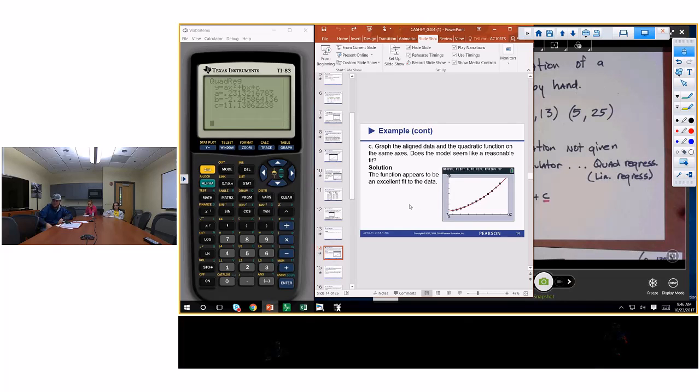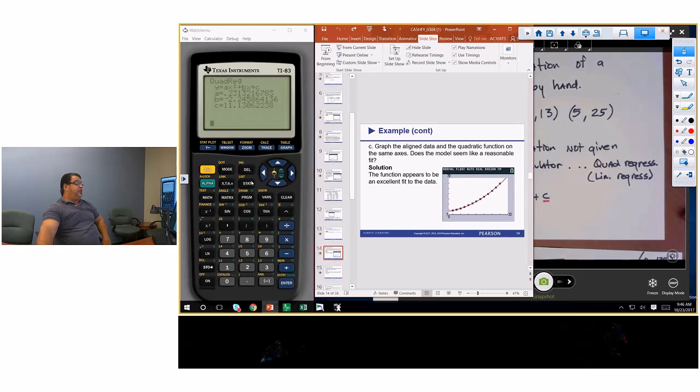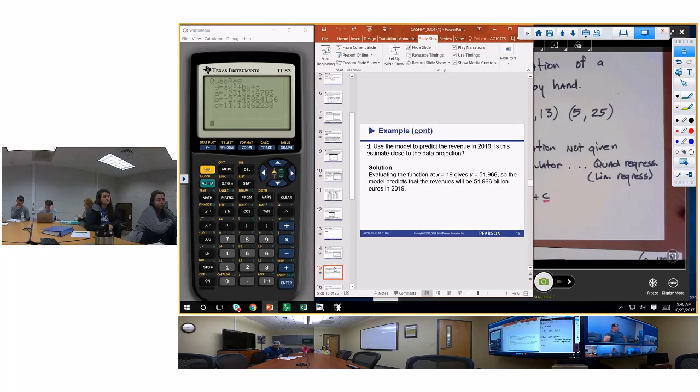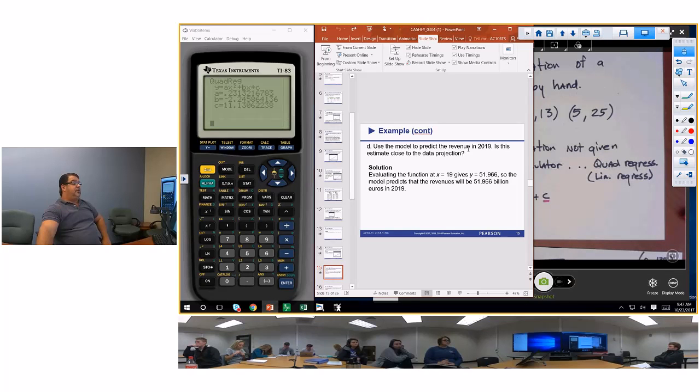And then if you wanted to, you could actually go through and say y is equal and type in that quadratic and it'd go right through your points. Okay? If you wanted to do that. Use the model to predict the revenue in 2019. So do that. What would you do?